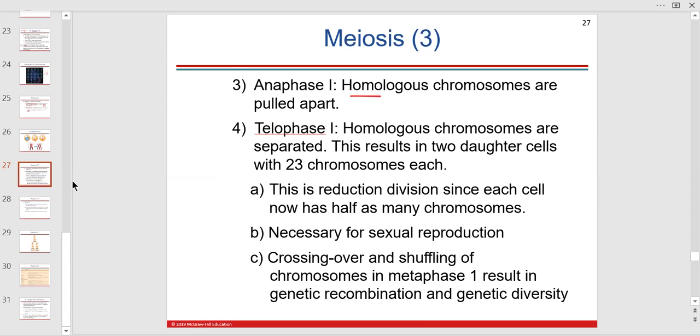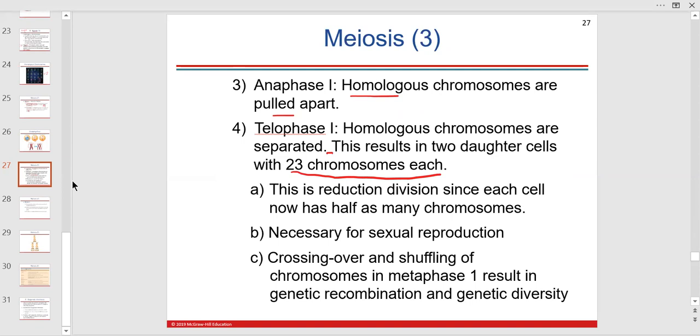So anaphase one, homologous chromosomes are pulled apart. Telophase one, they're separated in two daughter cells with 23 chromosomes each. Now we're not done yet. So it's still, you know, a diploid cell. It hasn't finished. Meiosis one hasn't finished yet. I'm sorry, you're going to have two cells after meiosis one, and then you're going to have four cells, completely different. So at the end of the two phases of meiosis, you'll have the four completely different cells.